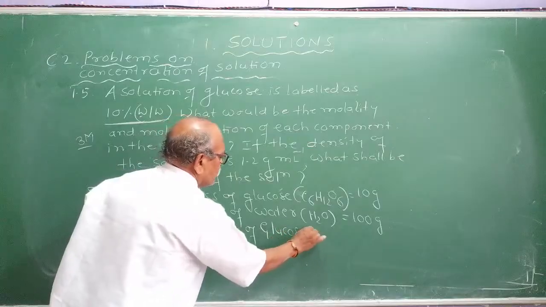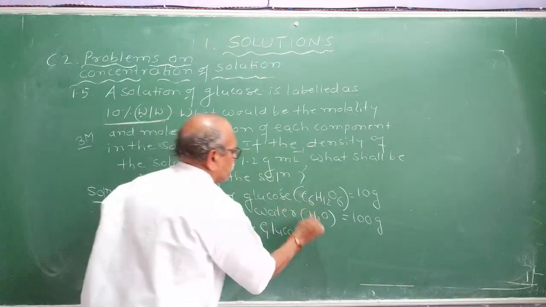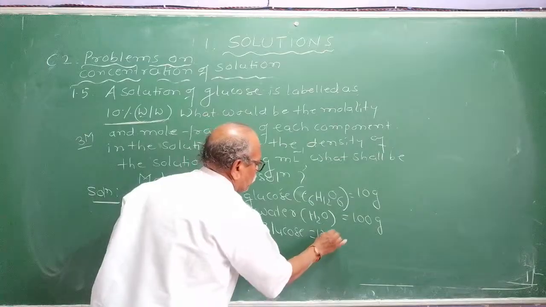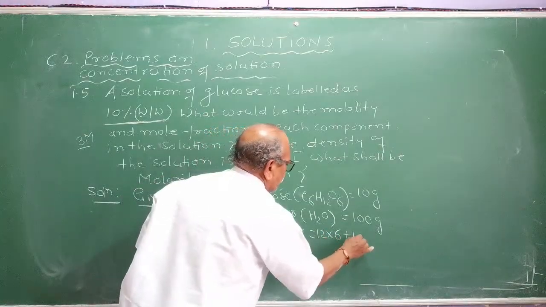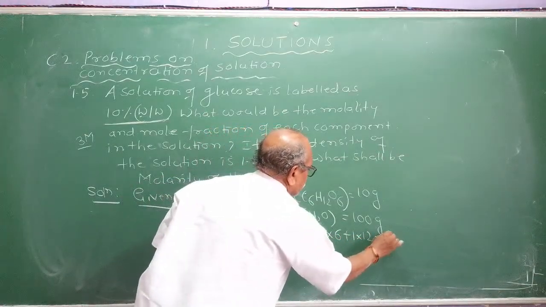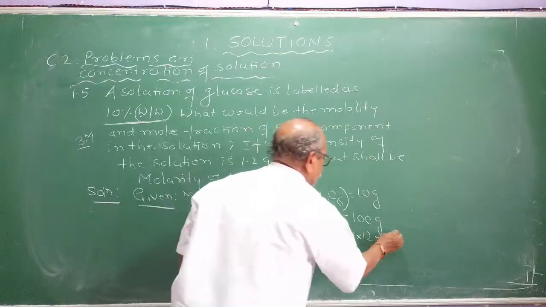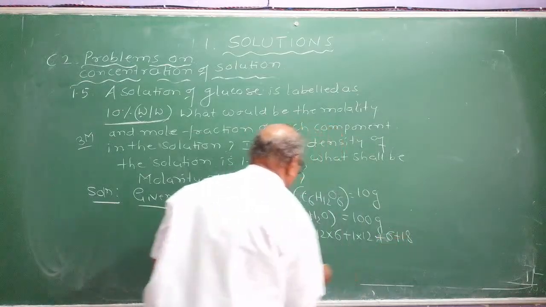Molecular weight of glucose, C6H12O6. There are 6 carbon atoms. Atomic weight of carbon is 12. 12 into 6, plus 1 into 12, plus 6 into 16... I think you get 180.